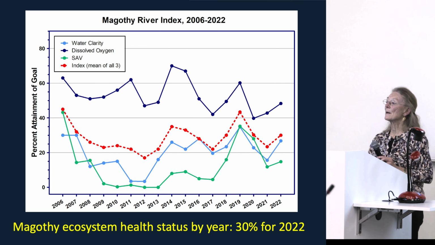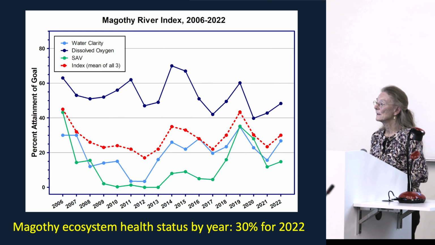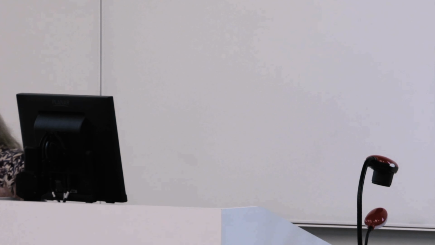So that pink dotted line is just the average of the three. What we can say here is that we're at about 30% for this year. So actually, on the scale that we use, that makes it a D. So it's not fabulous, but it's an improvement, and that's what we're looking for. So we have to celebrate a little bit of improvement that we're seeing here.